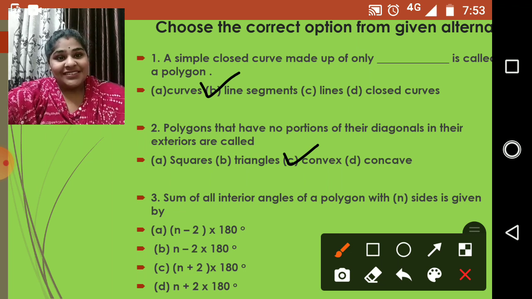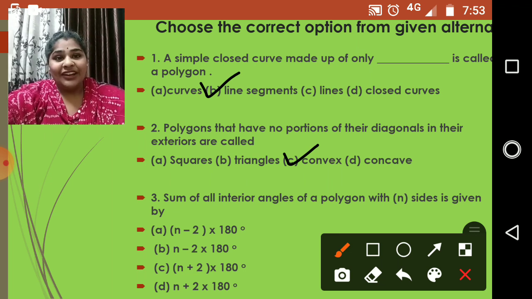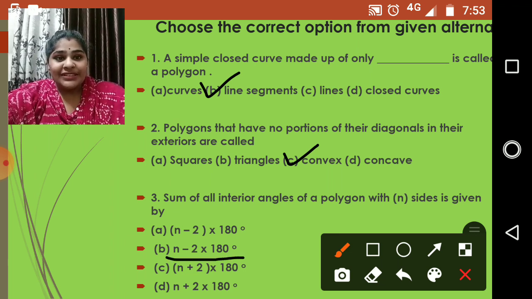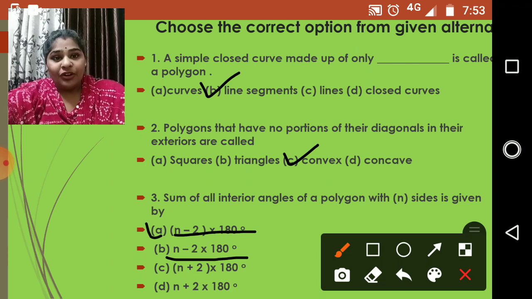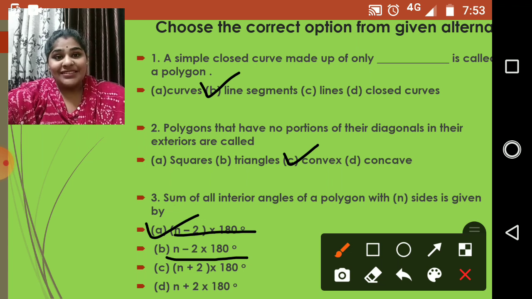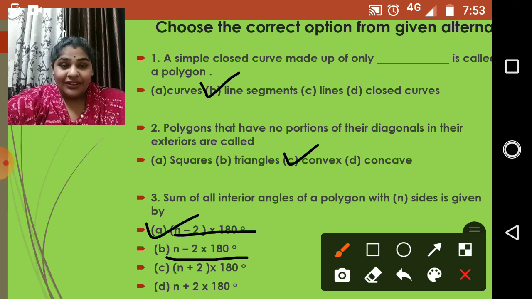Third one: the sum of all interior angles of a polygon with n sides is given by. Now here you can see these two options are similar. The only difference is of the bracket, and I know this option A is the correct option, that is (n minus 2) multiplied by 180 degrees. So this is very important.